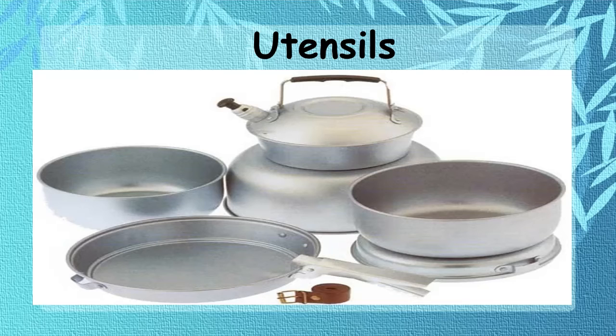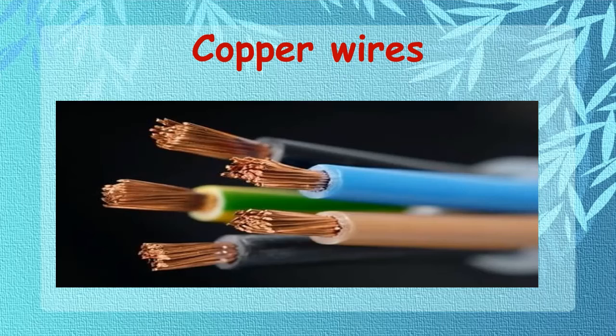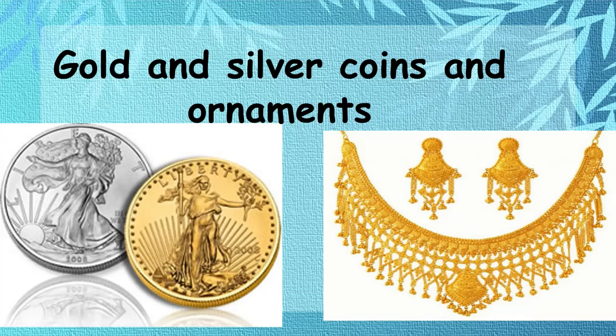Let's have a look at another example. Metals are used in wires in order to supply electricity, as we learned that they are good conductors of heat and electricity. Another use of metal is that gold and silver coins are used for beautifying ourselves, as they are used as ornaments, and hence it is very important for us to understand the uses of these elements or substances that are available around us.